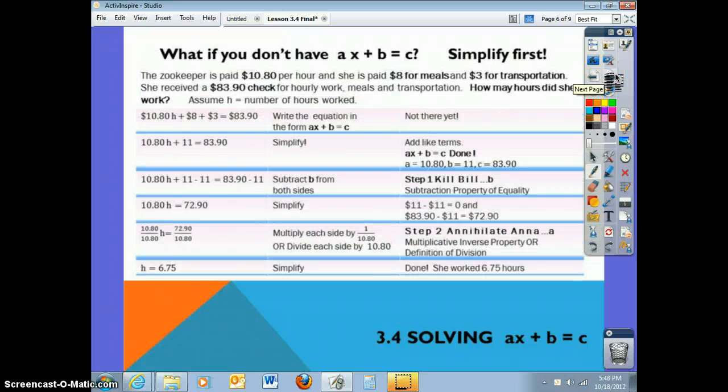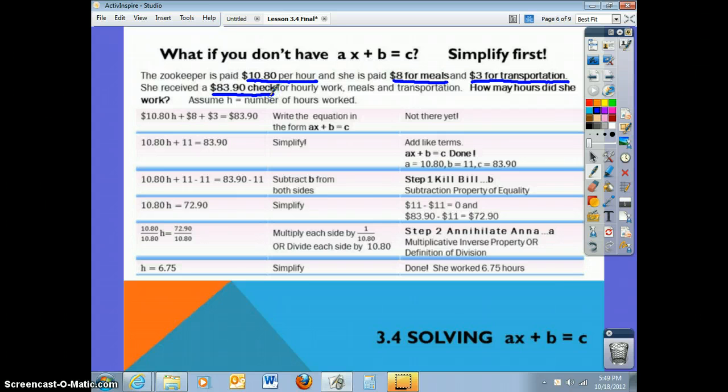Sometimes, though, you don't have things already in the form of ax plus b equals c, and you have to get it there. So this is a problem from your book. It says you've got a zookeeper who earns $10.80 per hour as their hourly wage. Every hour they work, they earn $10.80. Now, they get paid back for their meals, and in this particular time period, the person spent $8 on meals, and they get paid back for transportation, and the person spent $3 for transportation. And they combined this all together, the zoo did, and gave this person a check for $83.90.